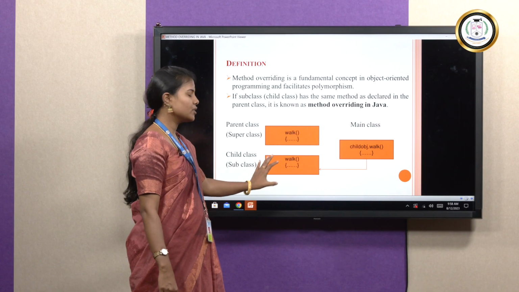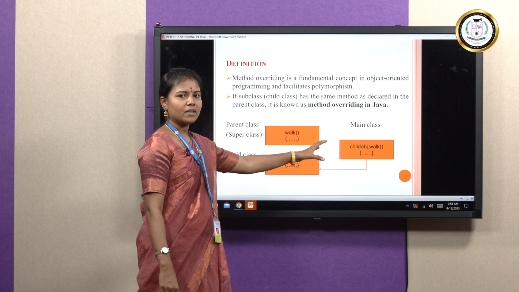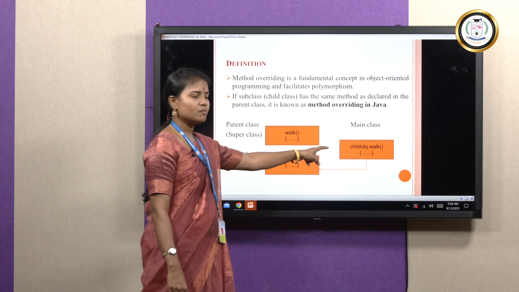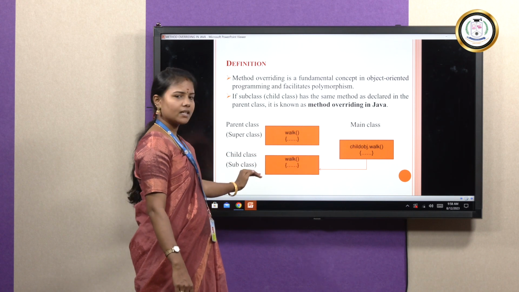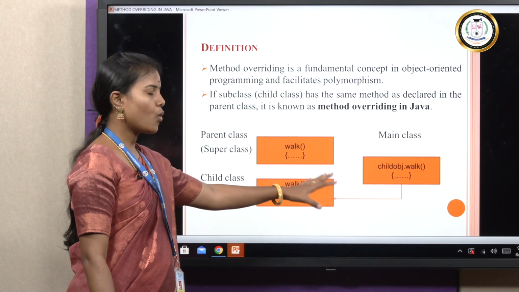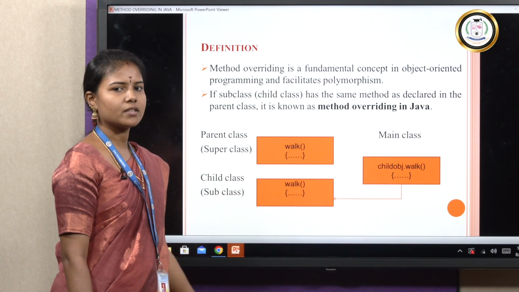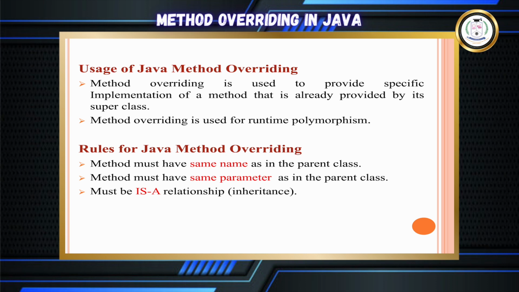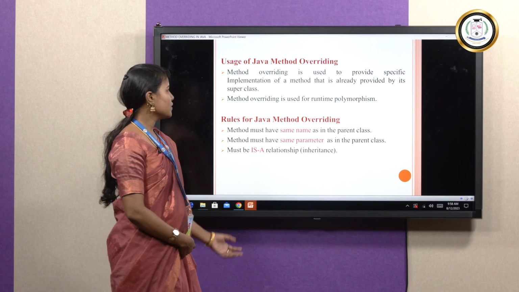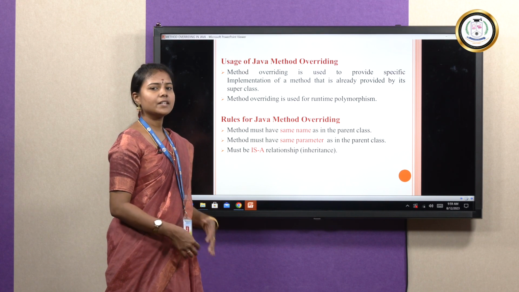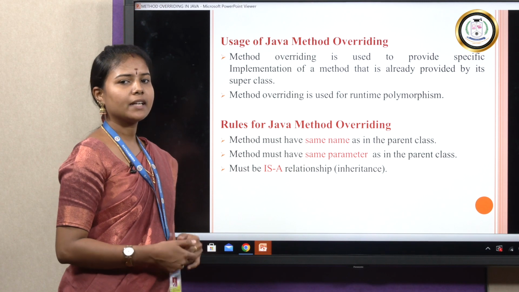So how are we going to access the method? First we have to create a main class, and inside the main method we have to create an object to access the child class method. So it always refers to the child class method, that is called the method overriding concept. Next, what is the usage of method overriding? Method overriding is used to provide a specific implementation of a method that is already provided by its superclass, and it is used for runtime polymorphism.